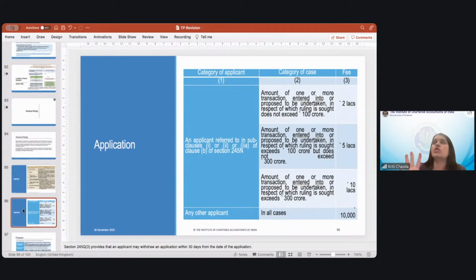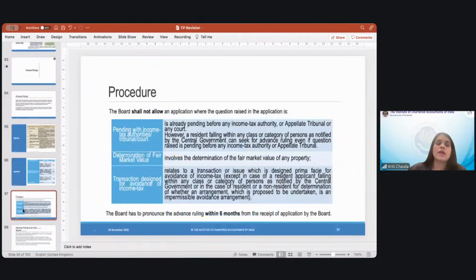But this particular table will talk about just the fee that is actually required for going in for an advance ruling. More importantly, this is the procedure. It basically says that the board will not allow an application for advance ruling if you have a matter which is already pending with the income tax authorities or the tribunal or the court. So if you have a matter which is already pending before the income tax authority or appellate tribunal, then you cannot go in for an advance ruling. They will not allow an application.